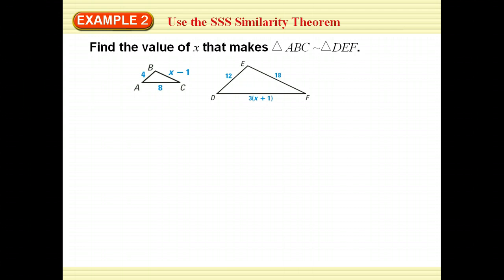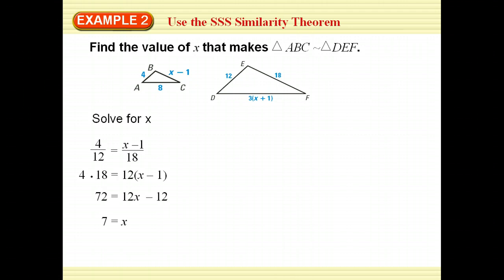What value of X would make ABC similar to DEF? Well, if I match up AB and DE, I'm going to have 4:12. And then I could match up BC and EF. So I would have 4:12 is X minus 1 is to 18. Once again, we just take our cross product, we use our distributive property, and then we solve that equation to get that X is 7.